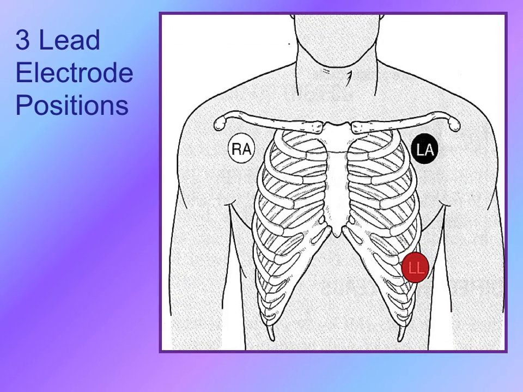With the 3-lead electrode positions, you have one that would be on the right arm or right upper extremity, or the right part of the chest. That would be a white cable. Left arm or left upper chest would be the black cable. And then the red electrode would go on the left lower, the lower portion of the chest, outer aspect.